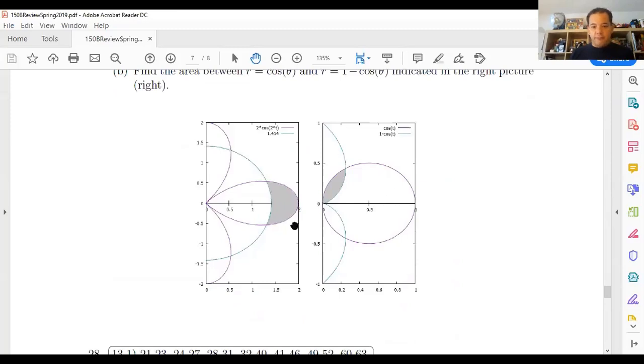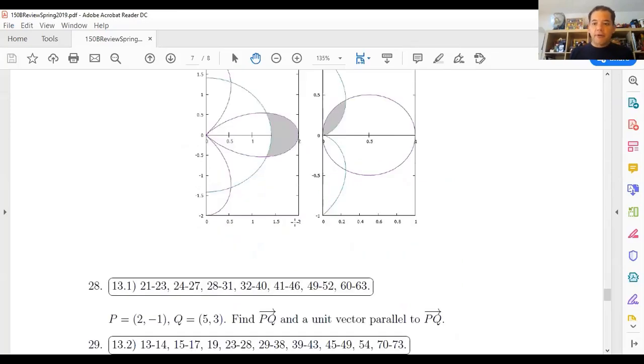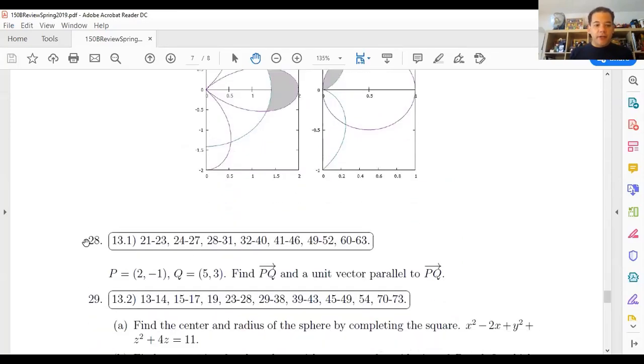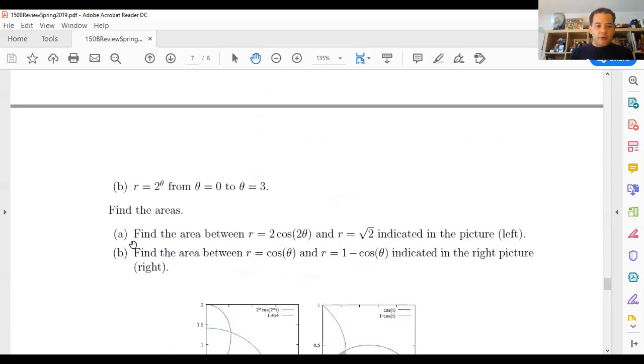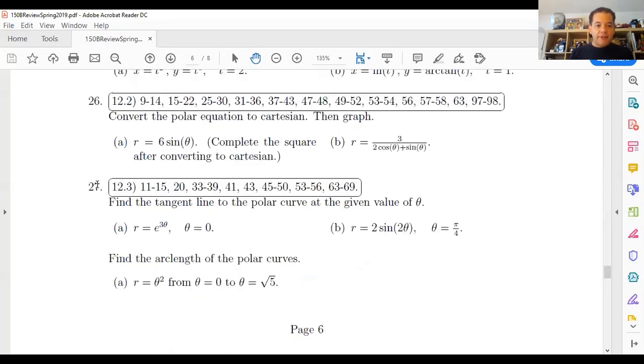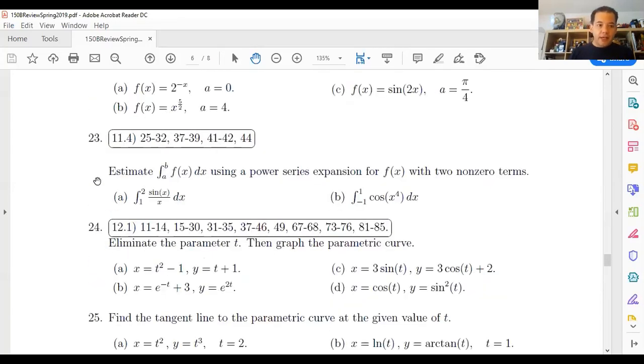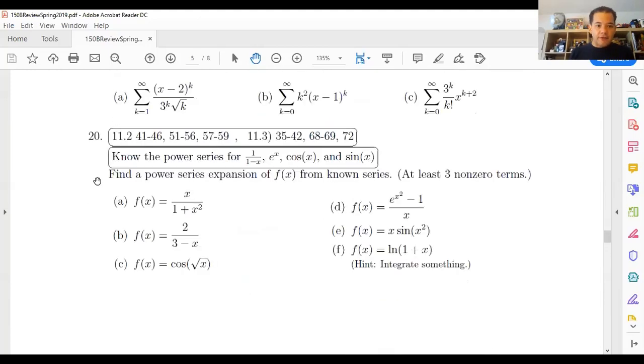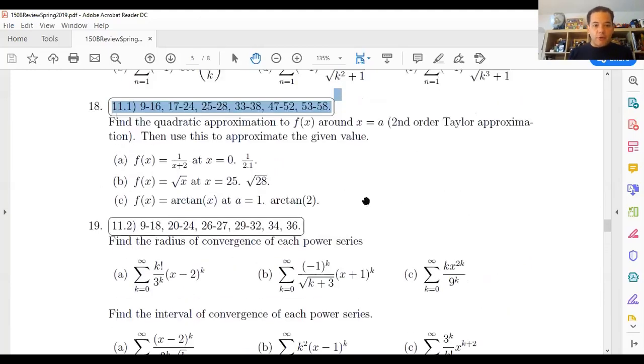Right, here are some figures about calculating the area of polar curves. And this is not included anymore, right? This is chapter 13. So that's beyond. So you should take a look at problems from 18 to 27. That's what I want to do right now.